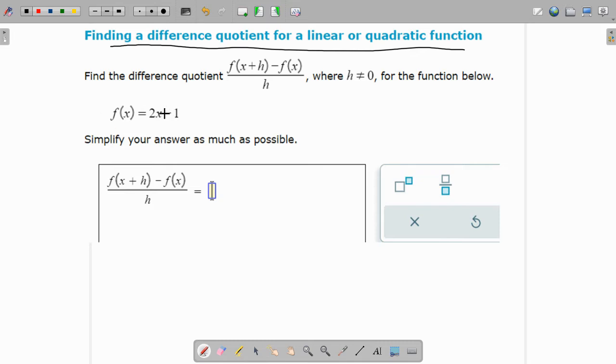So here's our function. What we're going to do first is plug x plus h in for x. So we go 2, okay, so x plus h goes in for x, so you put 2 times x plus h minus 1. That's f of x plus h. Always use parentheses. Minus, always in parentheses, f of x, which is your original function, all over h.